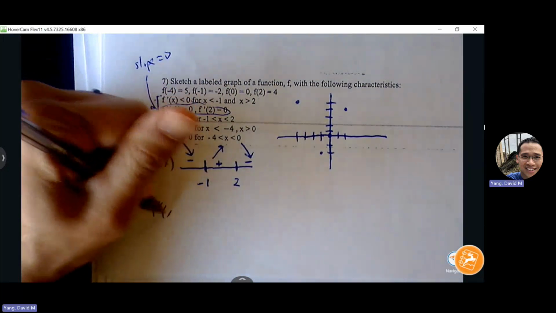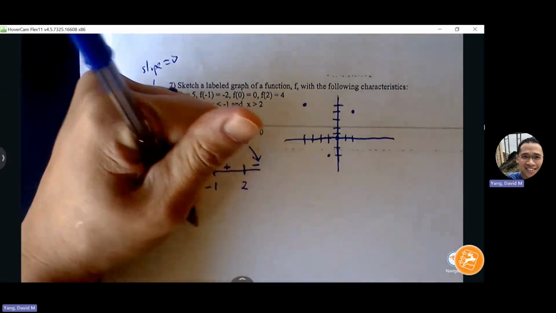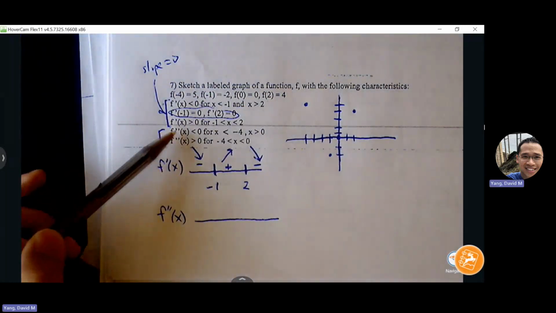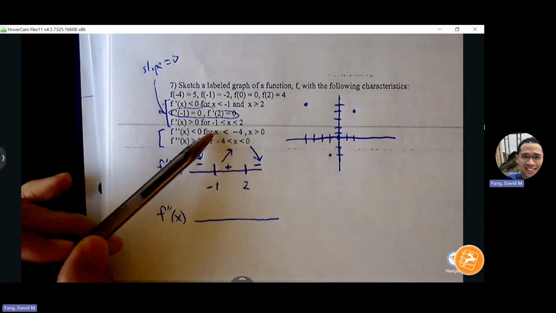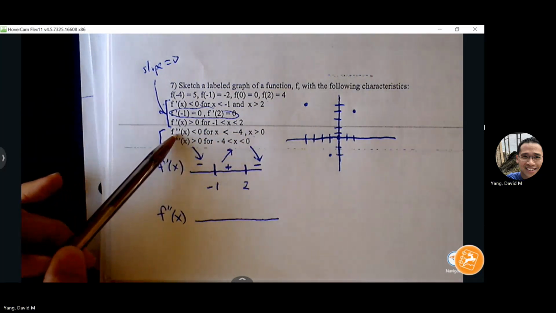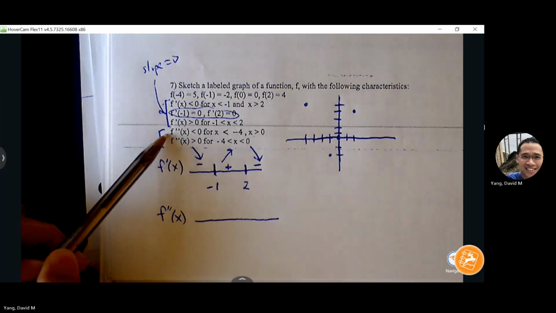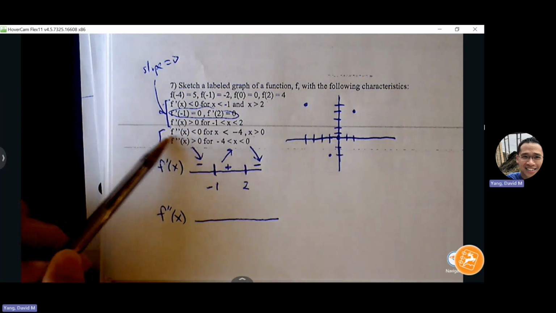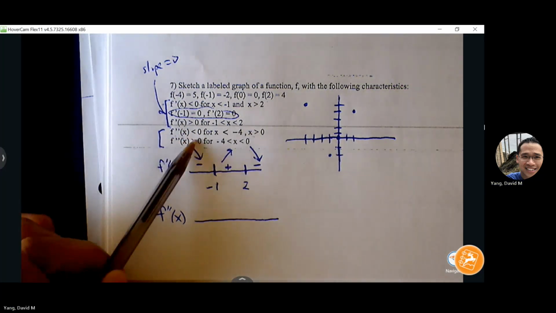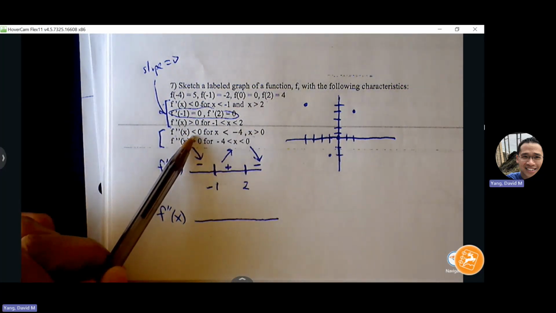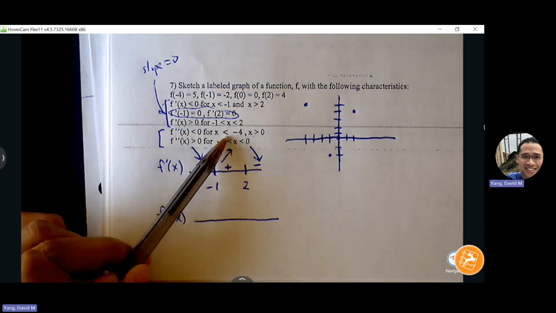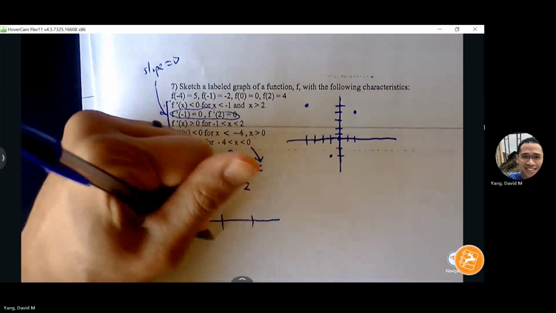Okay, second derivative sign line. We have the last two statements providing information about it. F double prime of x is less than 0 for x less than -4 and x greater than 0. How would you say this a different way? Negative. Less than 0 is negative. A negative second derivative is concave down. Good. So concave down where? Left of -4, and to the right of 0.